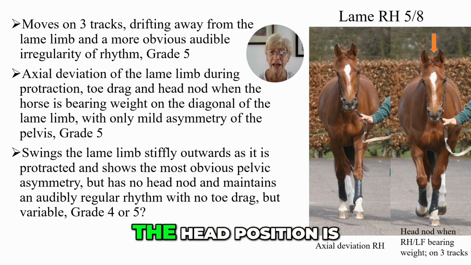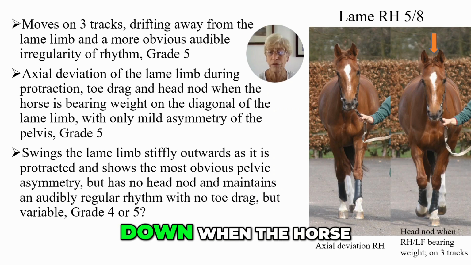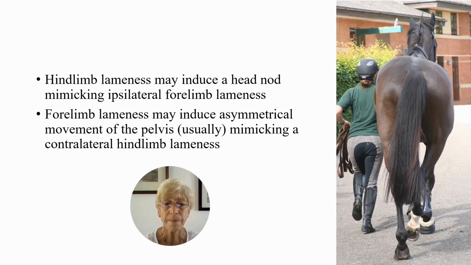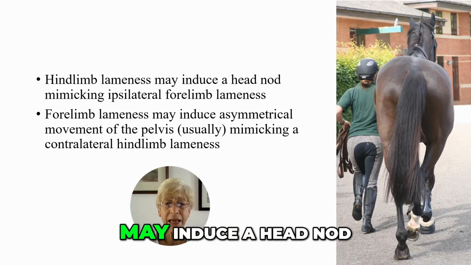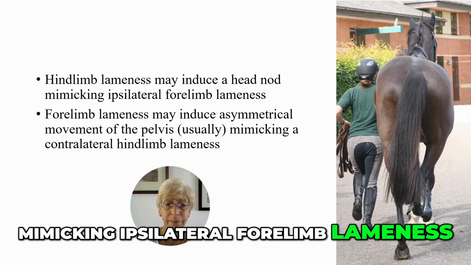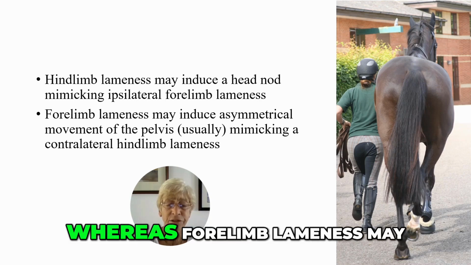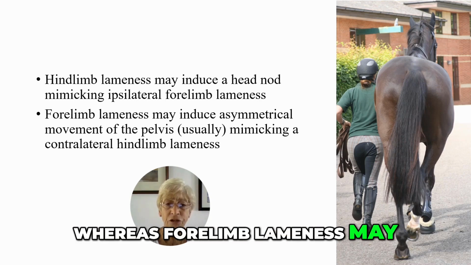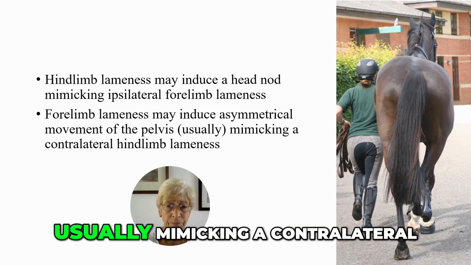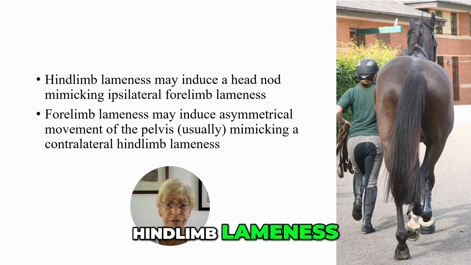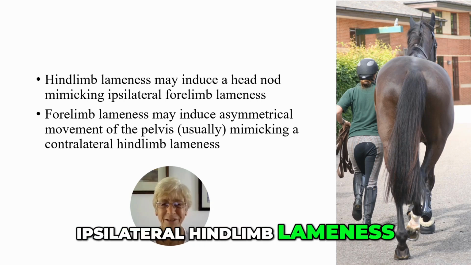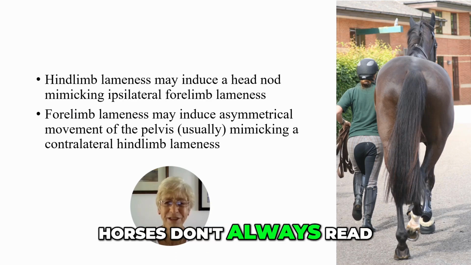You can see that the head position is down when the horse is bearing weight on the diagonal of the lame limb. So hind limb lameness may induce a head nod mimicking ipsilateral forelimb lameness, whereas forelimb lameness may induce asymmetrical movement of the pelvis, usually mimicking a contralateral hind limb lameness, but sometimes mimicking an ipsilateral hind limb lameness. Horses don't always read the textbooks.